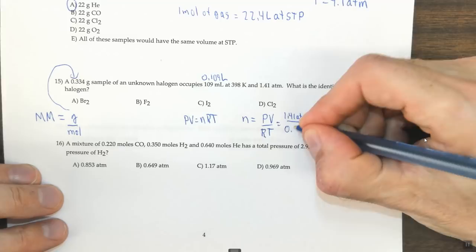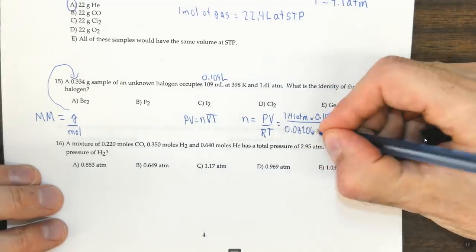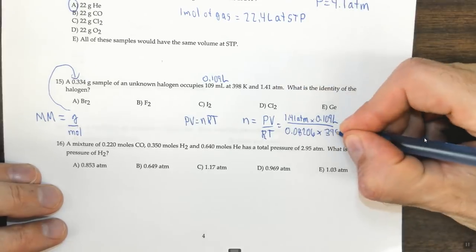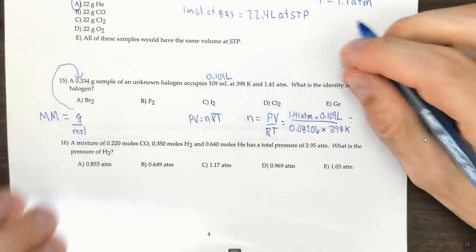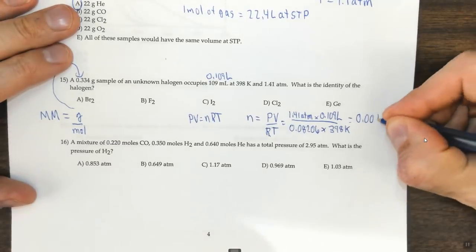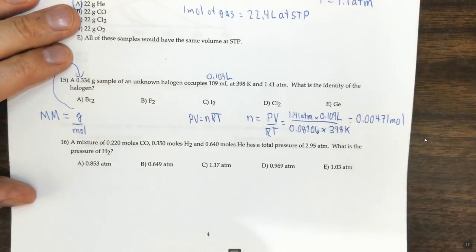R is a constant, 0.08206, that's liter atmospheres per mole K. And the temperature is given in Kelvin, so 398 K. When I do that math, I find out that there's 0.00471 moles. Well, now I have both my variables.